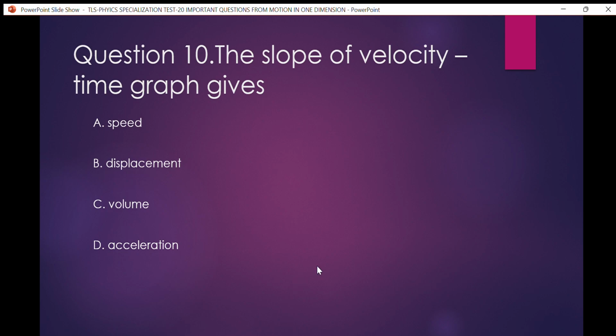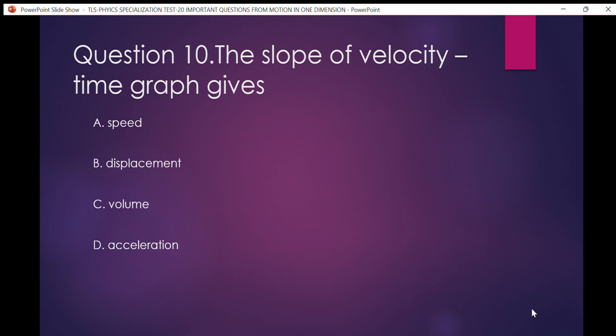So option A, it is speed. No, it is not correct. And option B, displacement, again it is not correct. Option C, volume, it's not correct. And option D, acceleration. So the right option is acceleration. Once again, the slope of velocity time graph gives the acceleration and the slope of distance time graph gives speed. So that's the difference. You have to keep it in your mind.